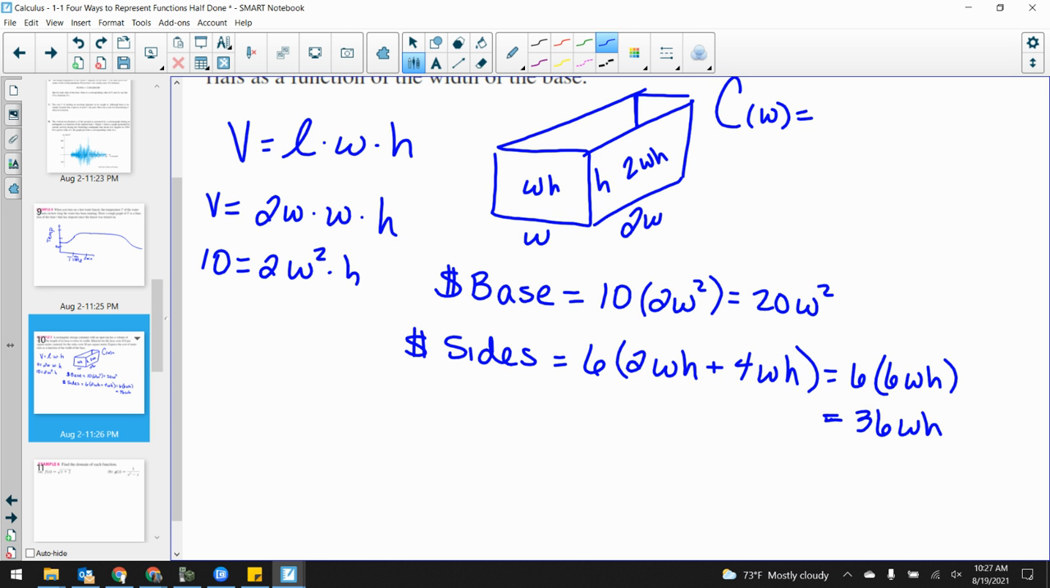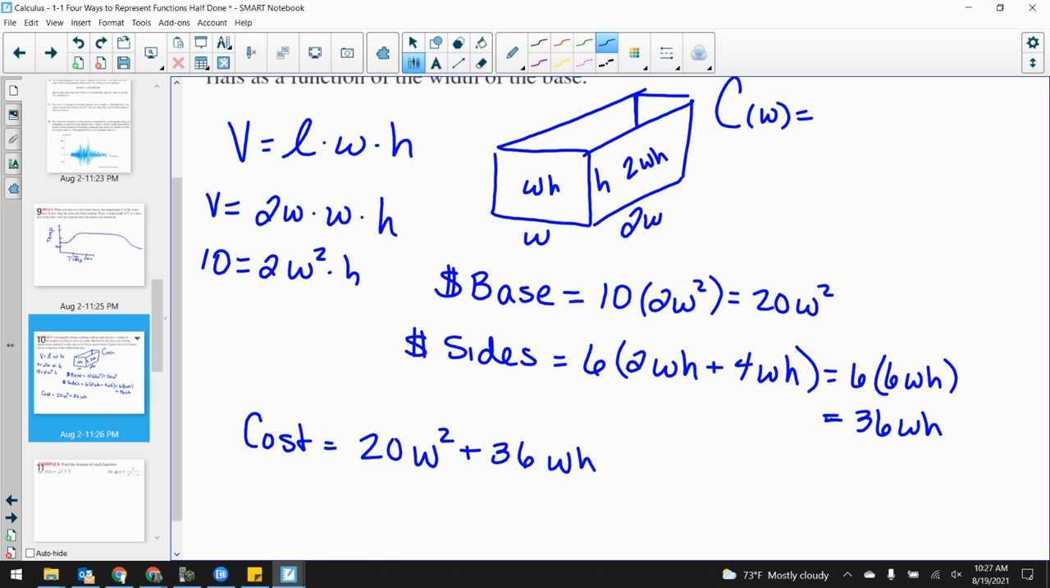Okay, follow me so far? Okay, now I can write out the whole cost, right? I can write out the entire cost. The whole cost is going to be equal to 20W squared plus 36WH. So I'm almost there. I almost have a cost function with only W as my variable.